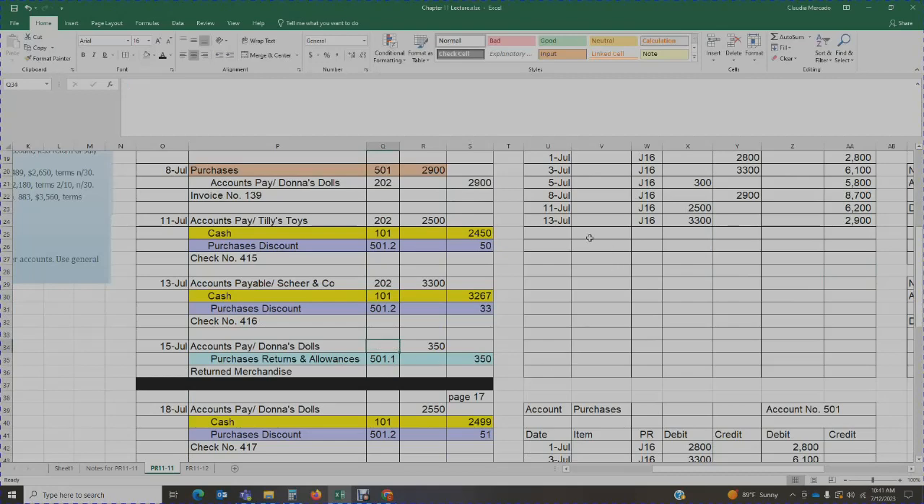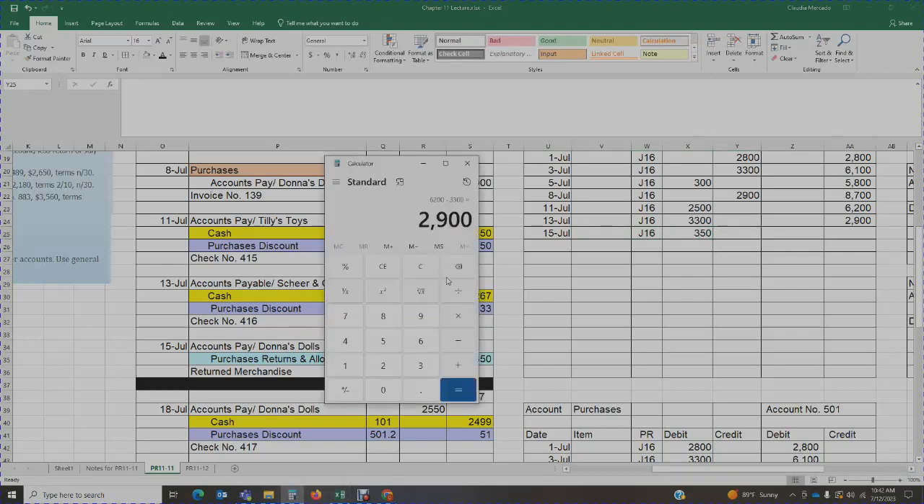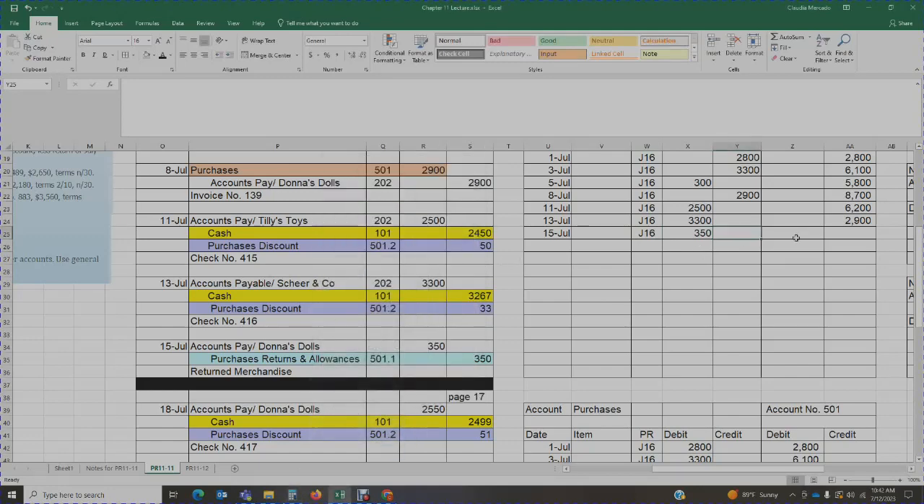And then we've got on the 15th, I've got a debit of $350. This is journal 16. I've got a debit of $350. So I'm going to get my calculator. 2,900 minus 350. That's going to give me 2,550. Okay, that happened on the 15th, and I'm going to post that to 202.